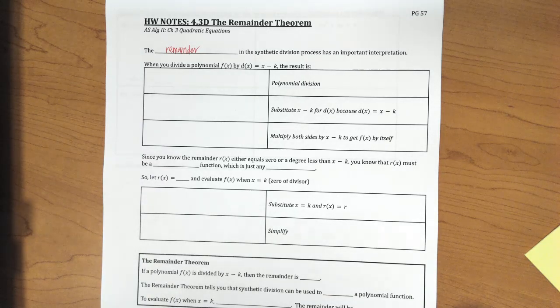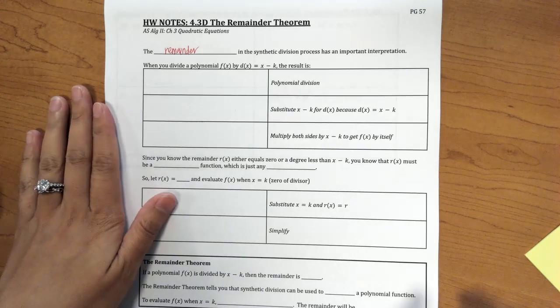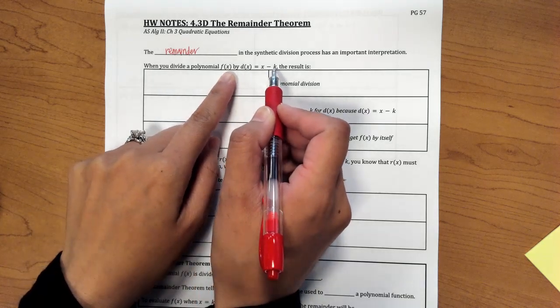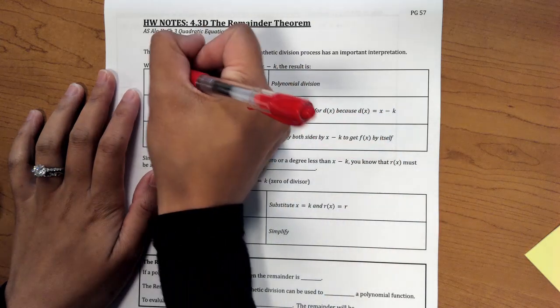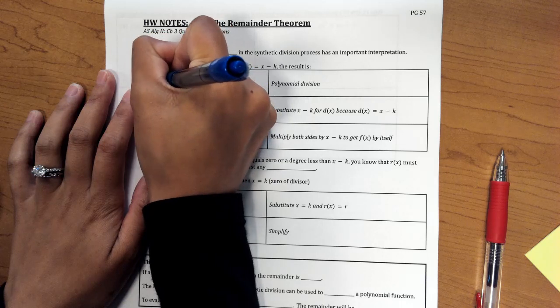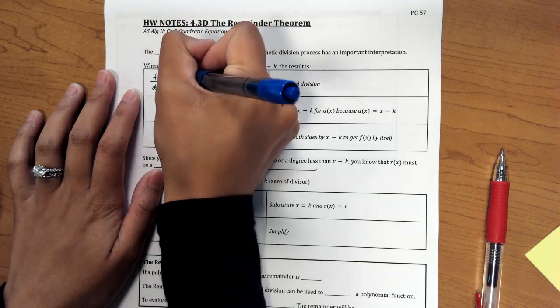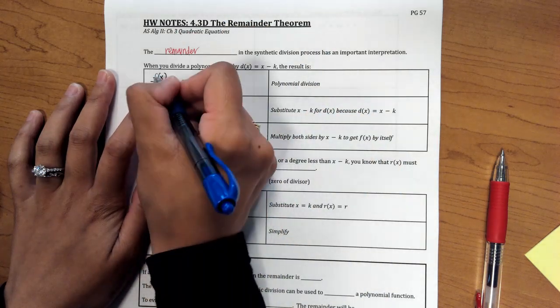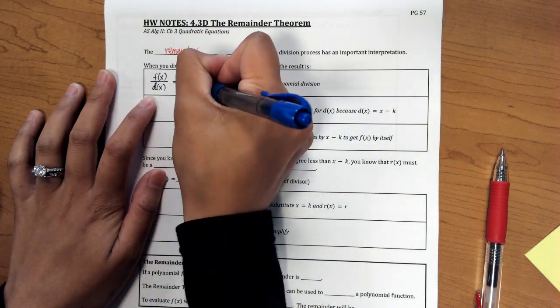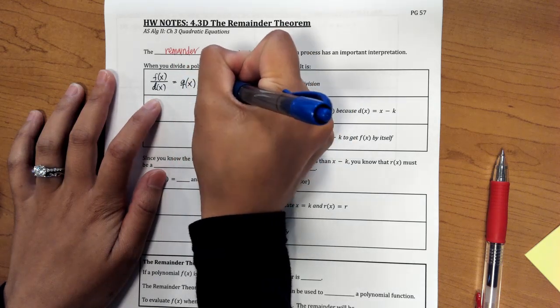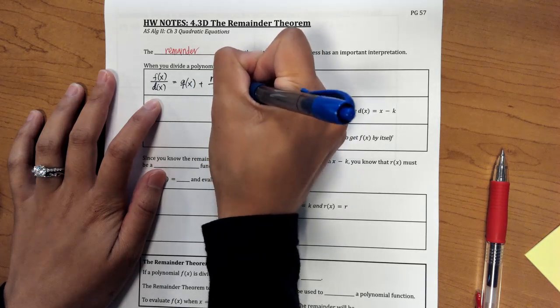Bear with us. When you divide a polynomial f of x by, this is just another function, d of x, the result is the quotient, q of x, which is a function, plus the remainder R over d of x. D for divisor, Q for quotient.